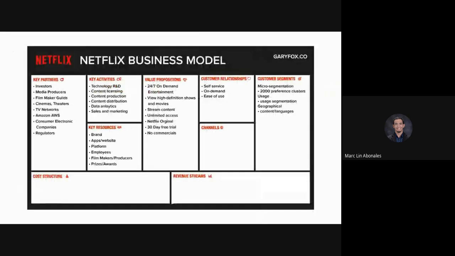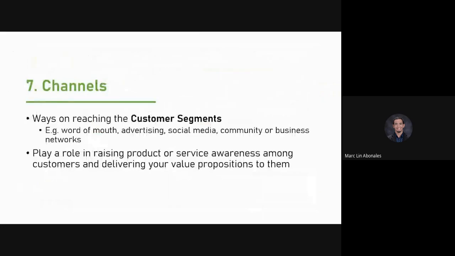The next element is channels. So it is the ways of reaching the customer segments, how you actually reach out to your target audience. So some examples would be word of mouth, advertising, social media. So we all know that there are different kinds of social media platforms, community or business networks. So it plays a role in raising product or service awareness among customers and delivering your value propositions to them.